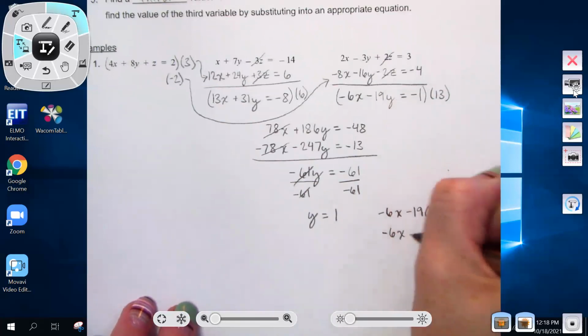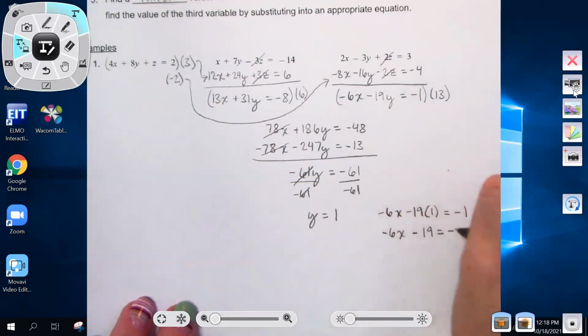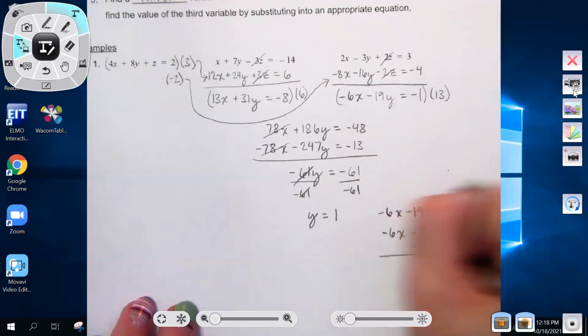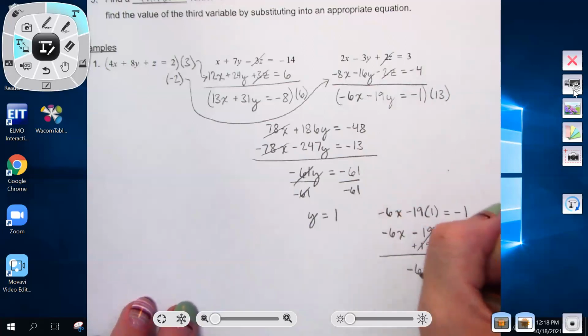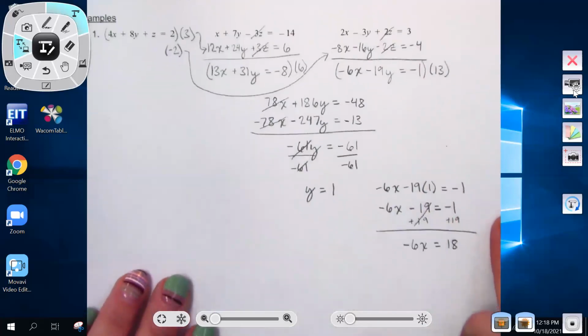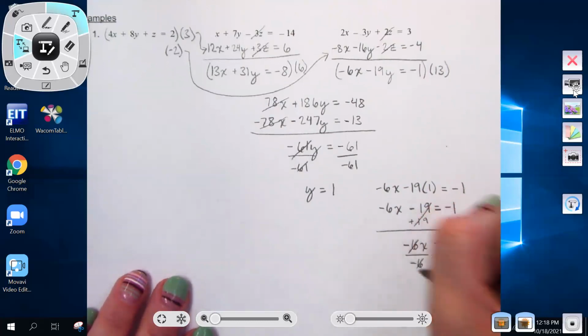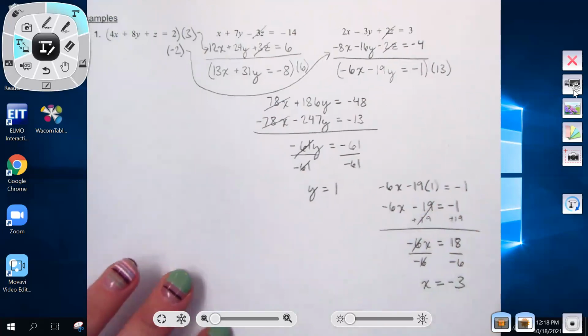So now we can solve for x. Add 19 to both sides, we get negative 6x equals 18. Divide both sides by negative 6. We get x equals negative 3. Yay.